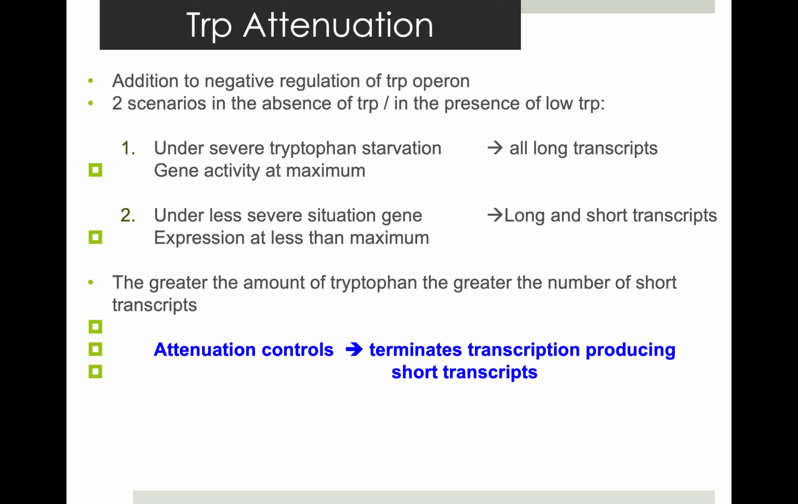But under a less severe situation, where there is Trp but the level is very low, there is a combination of long and short transcripts being made, and expression is less than maximum, because long transcripts would be at the max. So the greater the amount of tryptophan, the greater the number of short transcripts. Whether it is short or long doesn't mean that long is good and short is not good. Attenuation basically controls the termination of transcription, producing short transcripts.